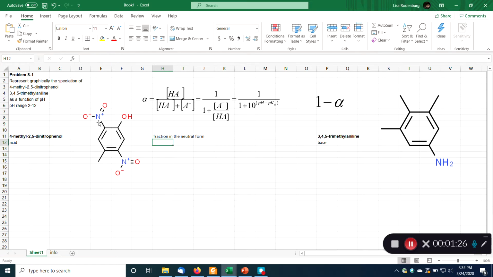Okay, and so for an acid, the fraction that's in the neutral form is alpha, and that's the equation right here. But for a base, the fraction that's in the neutral form is 1 minus alpha. So we're just going to calculate alpha, but then use 1 minus alpha to calculate the fraction that's in the neutral form. So we're going to do this by using Hammett constants, right?